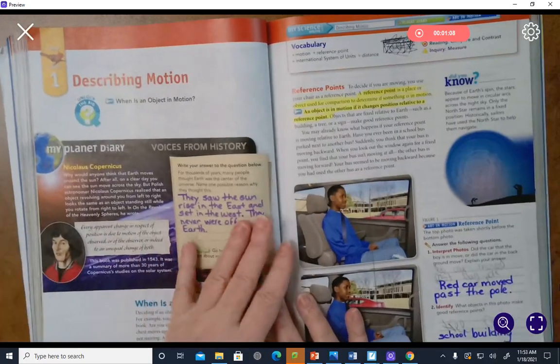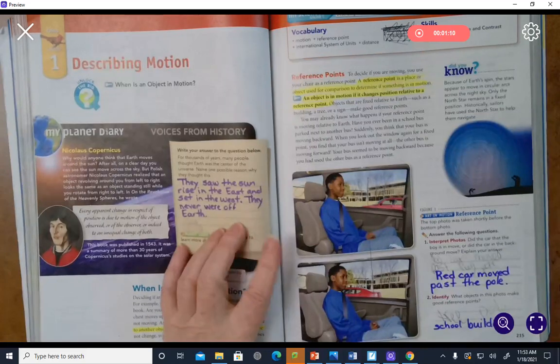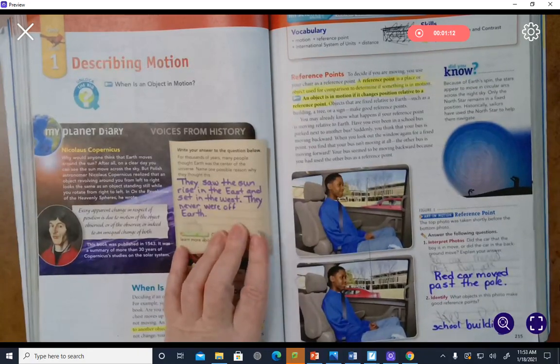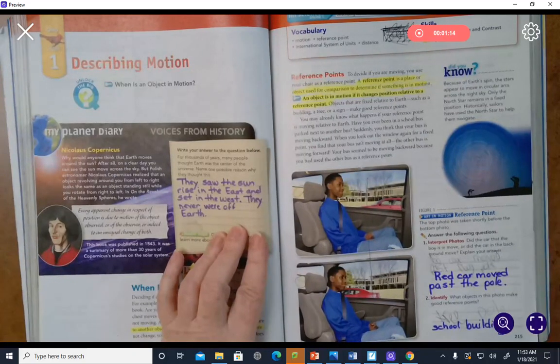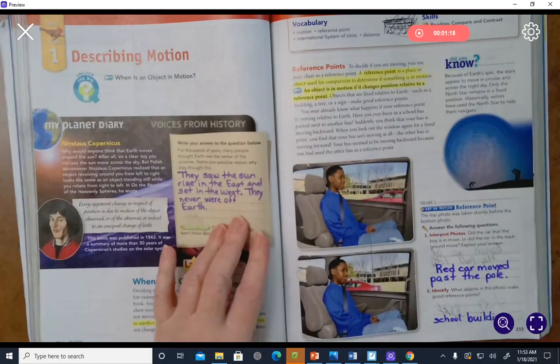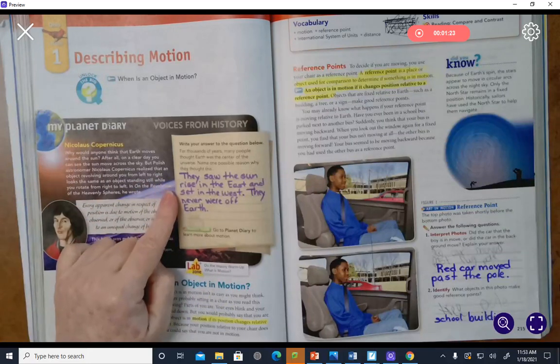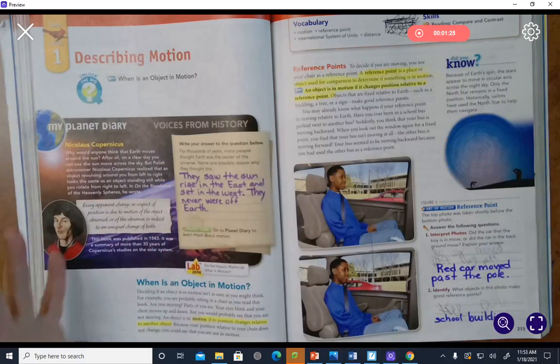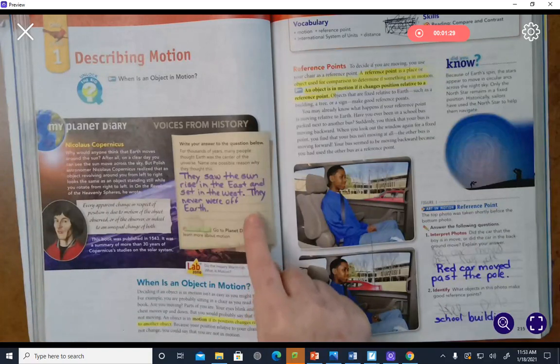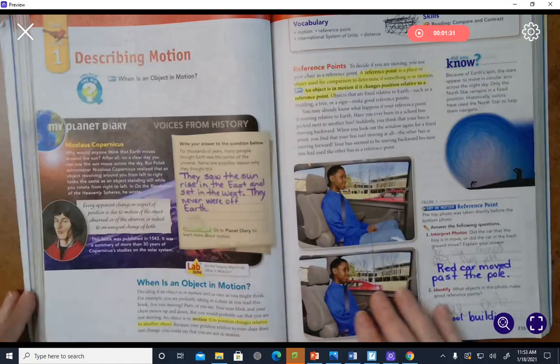And the question asks you, why would most people think that the opposite was true, that the sun was revolving around us? And we came up in class that they saw the sun rise in the east and set in the west, but they never were off Earth. So from their standpoint, it definitely looks like the sun is traveling around the Earth.